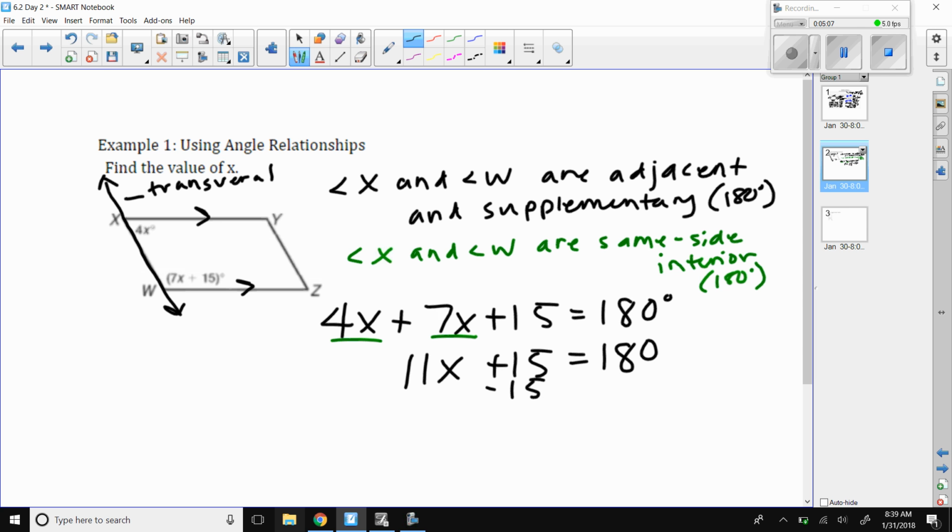I subtract 15 on both sides. 11x equals what? 165. I'm going to divide by 11 on both sides. I get x equals 15 for this one. Okay, and you could plug those back in and get the value of x and w, those angles as well.